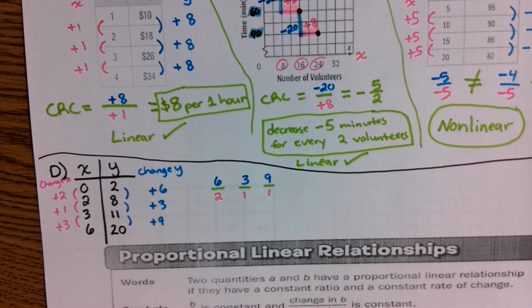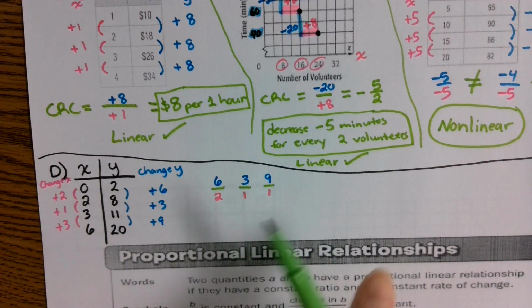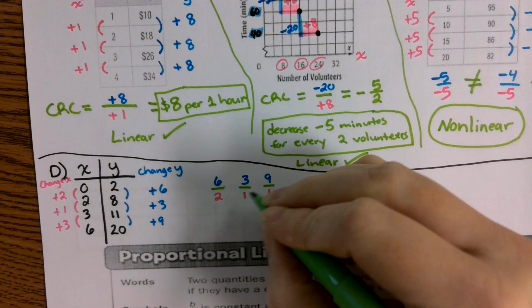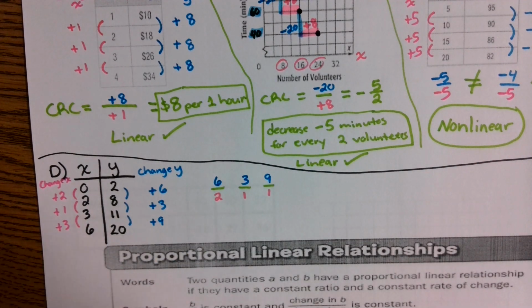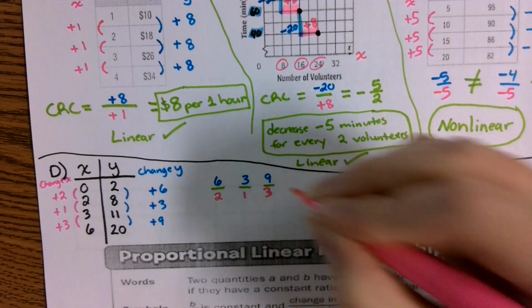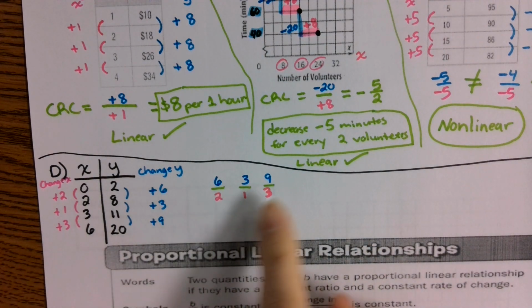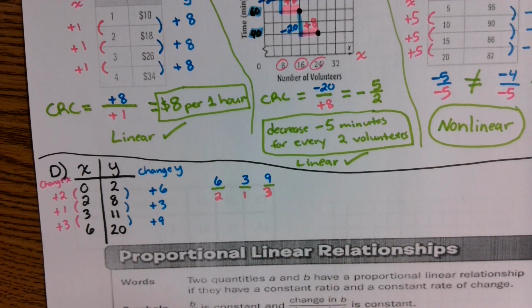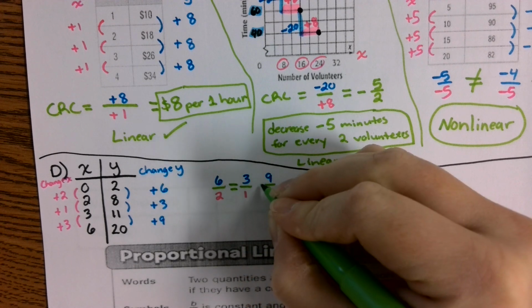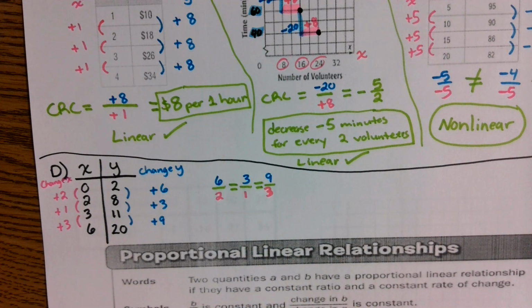And I have to ask myself, are those the same? Are they equivalent or equal to each other? Oops, sorry, thank you. Thank you for catching that. Okay, are those equivalent ratios? Are they equal to each other? Do they all simplify to the same thing? Yeah, they do. So the fact that they are all equal to each other, then that means you do have a constant rate of change. But which one do I go with?